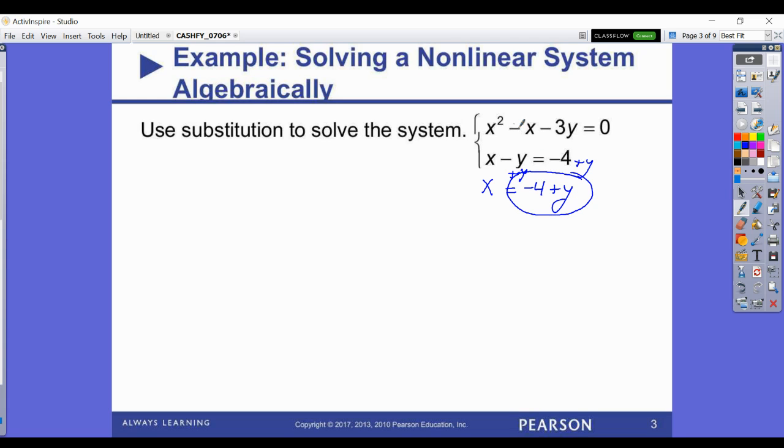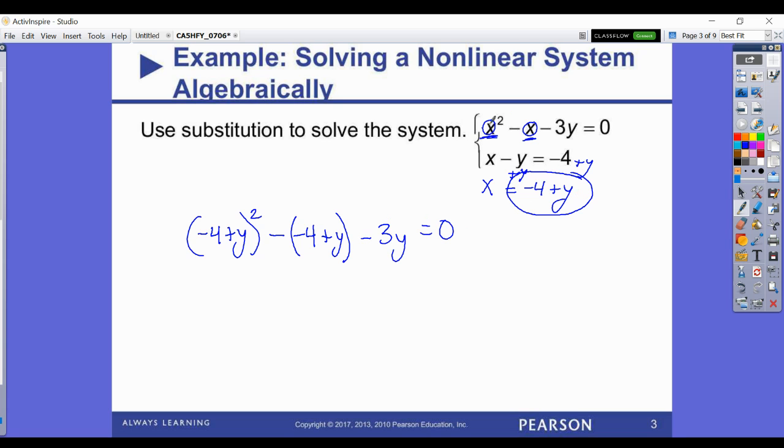So I'm just going to take that and put it everywhere there's an x in the other equation. When I write that out, I get (-4 plus y) squared, because I'm putting it in that first spot, minus, and be careful, you're subtracting a bunch of stuff, so make sure you put parentheses for the second x, and then I have -3y equals 0.